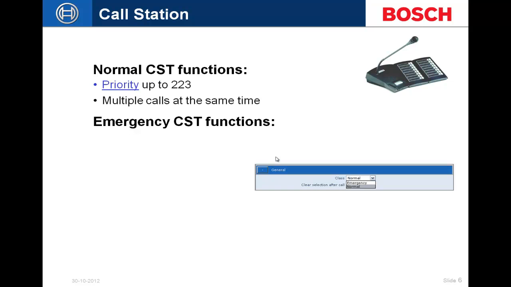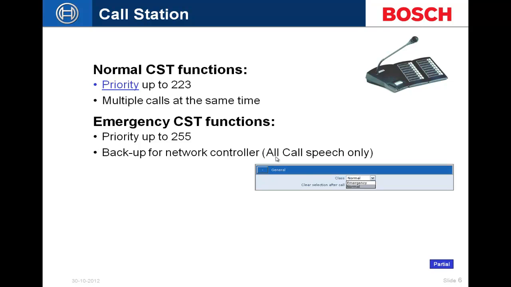There are 2 different modes, emergency and normal class. A normal class priority call station is only going to have priorities up to 223. An emergency call station is basically going to have full access to all the priorities, all 255 within the system. If it is an emergency call station and it is a fiber call station, it can act as a backup for the network controller.